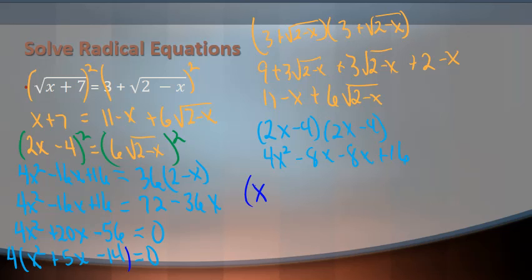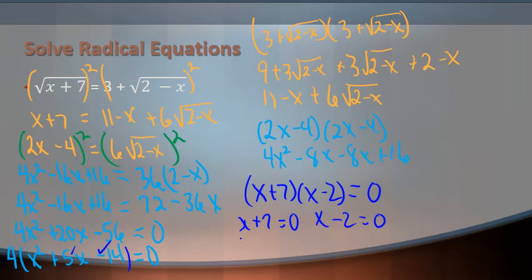And I think that's going to be x plus 7 times x minus 2. Let's see. 7 times negative 2 is going to give me negative 14. That checks there. And 7x and negative 2x is going to give me 5x. That checks there. So yeah, that ought to work. Alright, so we got x plus 7 equals 0 and x minus 2 equals 0. Solve that. So I got x is equal to negative 7 and x is equal to 2.